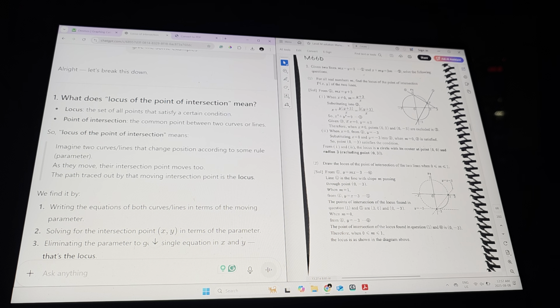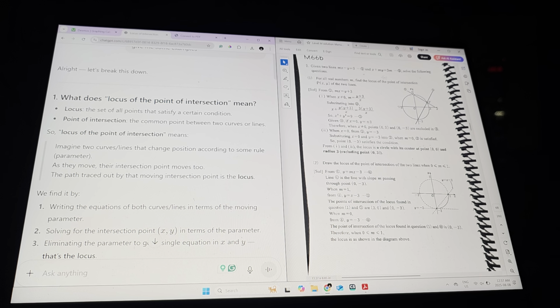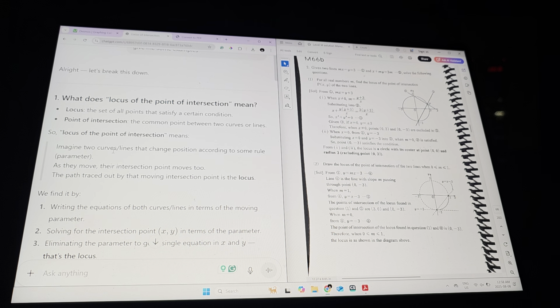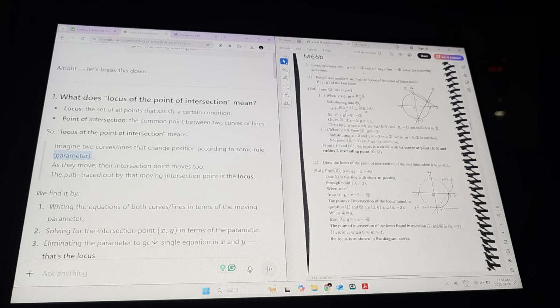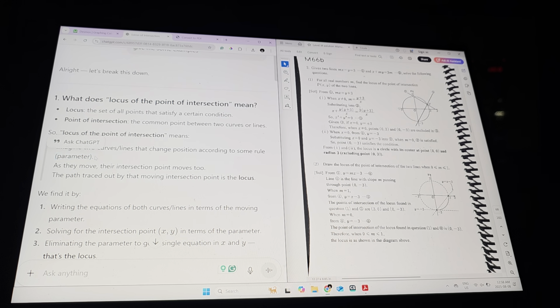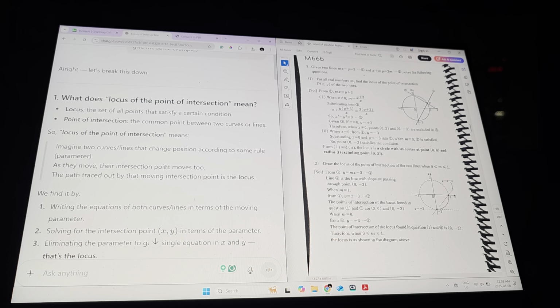In this case, our conditions are mx minus y equal to 3 and x plus my equal to 3m. And the really changing factor is the value of m, which corresponds to the second point. Imagine two curves and lines that change position according to some rules, parameters. In this case, the rules and parameters are the change of m. As they move, their intersection points move too. The path traced out by that moving intersection point is the locus.